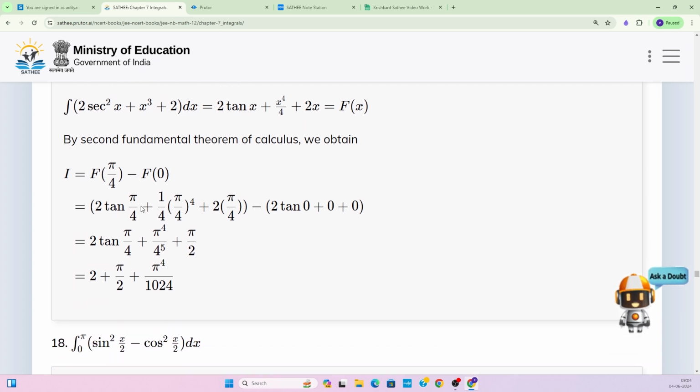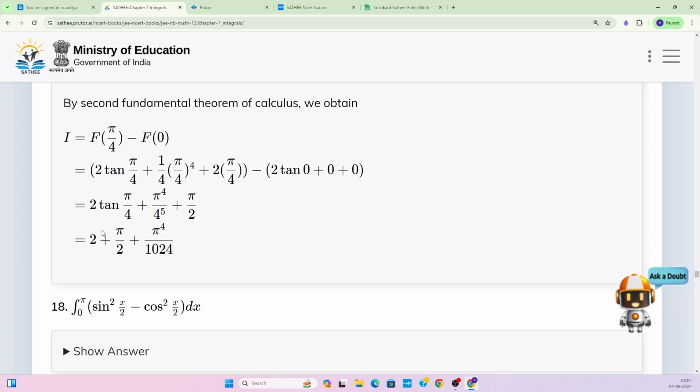This means 2 tan pi by 4 plus 1 by 4 times (pi by 4) power 4 plus 2 times pi by 4, minus 2 tan 0 plus 0 plus 0. This will give you just what answer? 2 tan pi by 4 plus pi power 4 by 4 power 5 plus pi by 2. This will give you 2 plus pi power 4 divided by 1024. Okay, this will be the answer for the 17th problem.